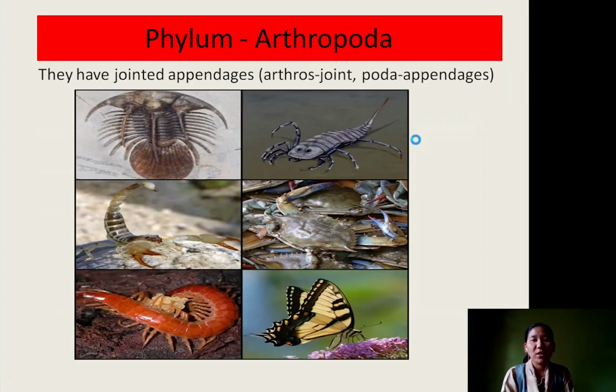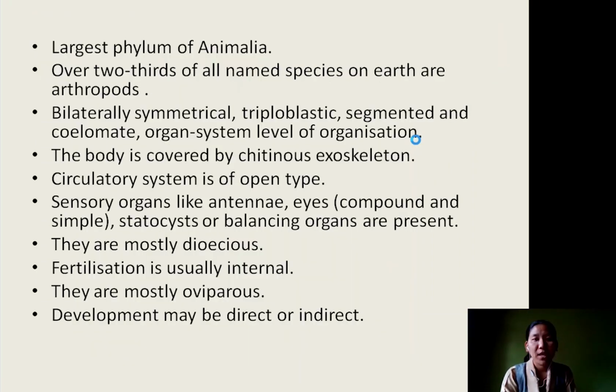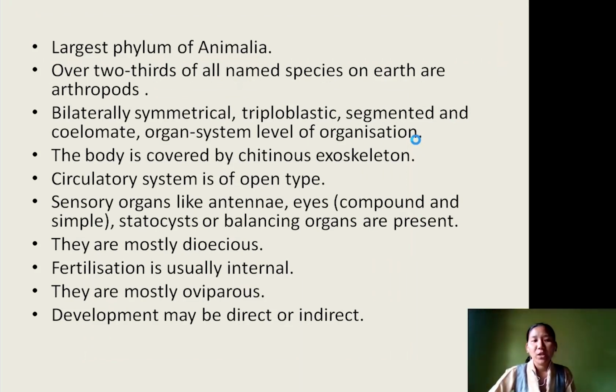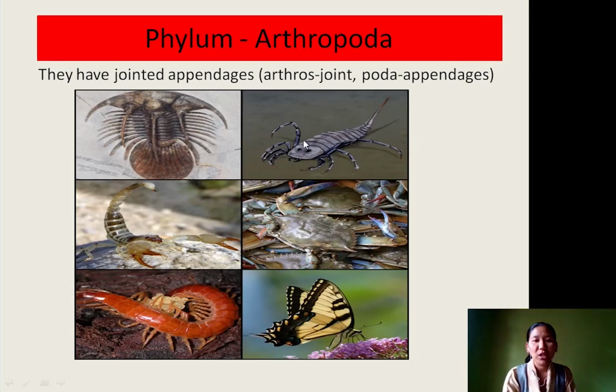Now next is phylum Arthropoda. These arthropods have jointed legs or jointed appendages. Arthros means joint, poda means appendage. So, Arthropoda. This forms the largest phylum of the animal kingdom. Over two-thirds of all named species on earth are arthropods, and the body is bilaterally symmetrical. As you can see, you can divide them into two equal halves only through a single plane.